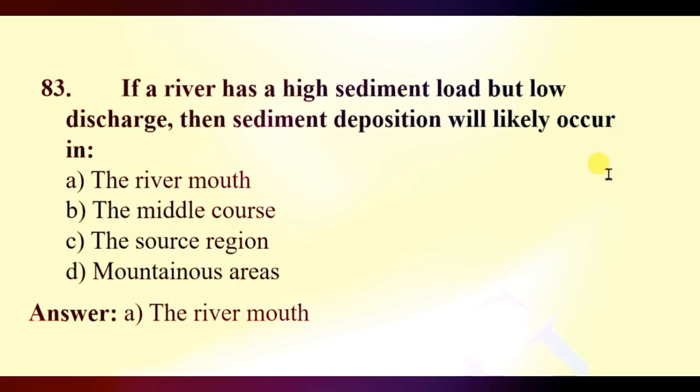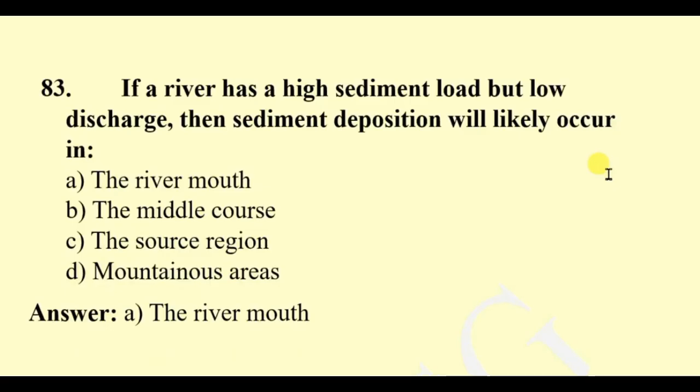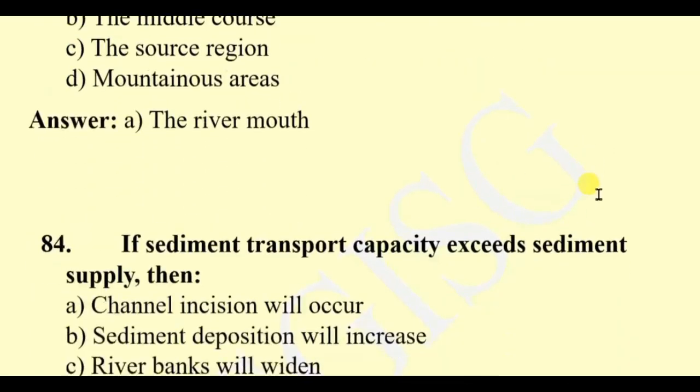Question 83. If a river has a high sediment load but low discharge, then sediment deposition will likely occur in the river mouth, the middle course, the source region, or mountainous region. The river mouth will be the right answer.